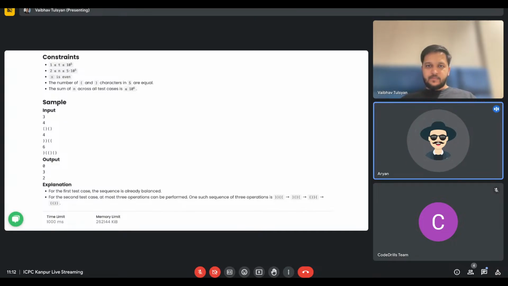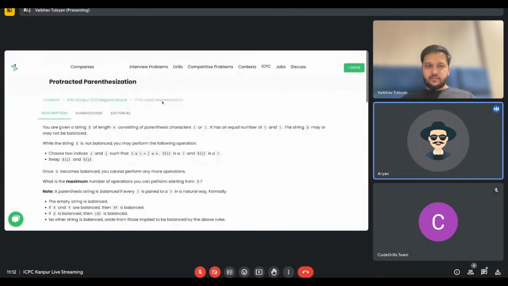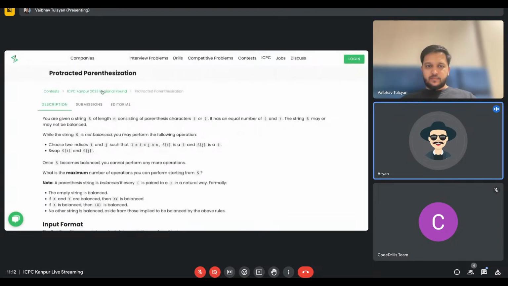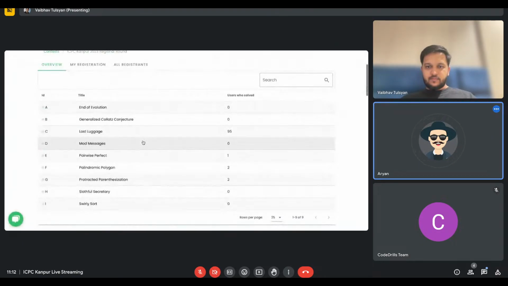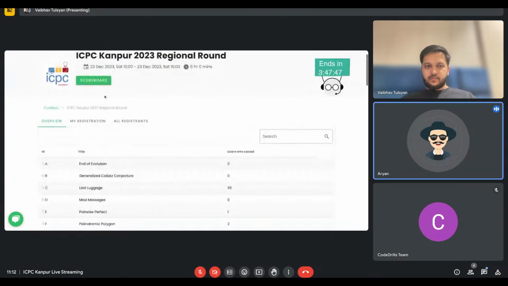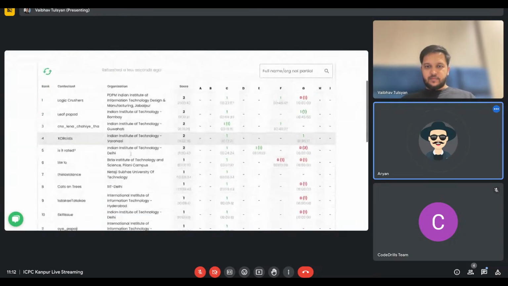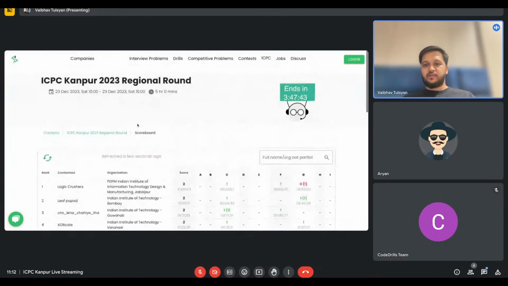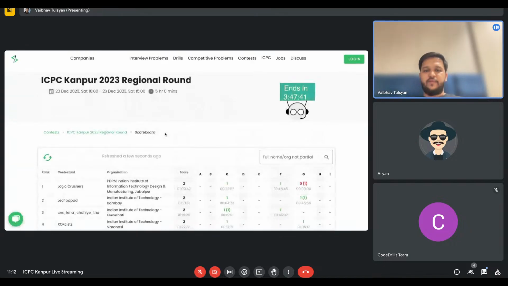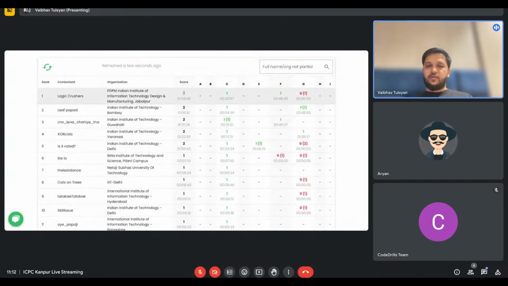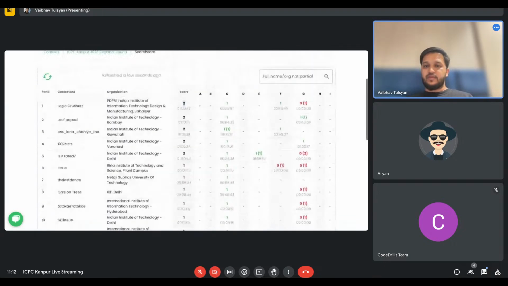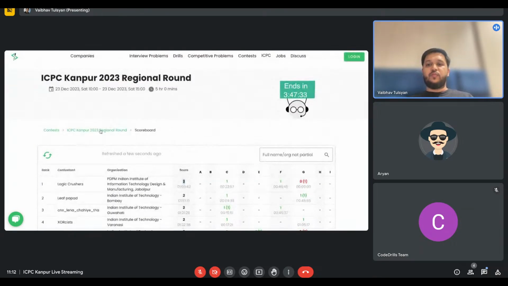It looks like a few more teams have solved two problems now: Josh from IIT Varanasi and Easy Rated from IIT Delhi. And we also have a fourth distinct solve over here, Pairwise Perfect. Nice. But do we still have two solves? Maybe the scoreboard will refresh in a while.